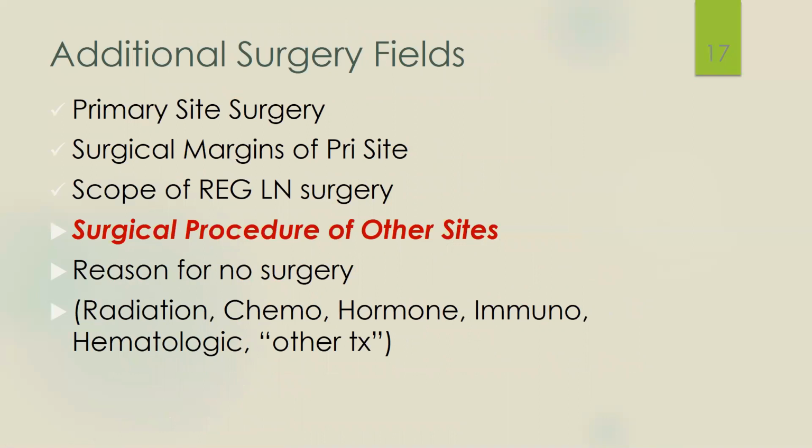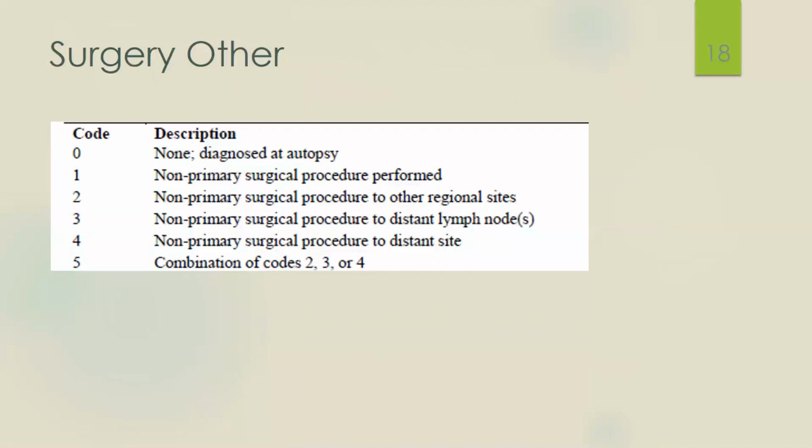Surgery of other site. This would be if there was removal of distant lymph nodes or tissue or an organ beyond the primary site. This field is most often coded 0 for none for most colorectal cancer primaries. One example would be if there was a metastatic nodule in the liver removed.